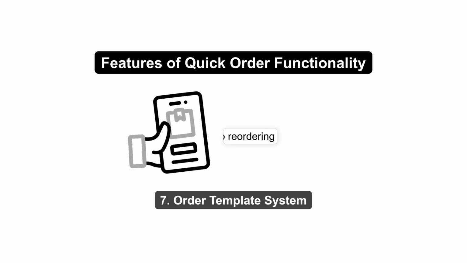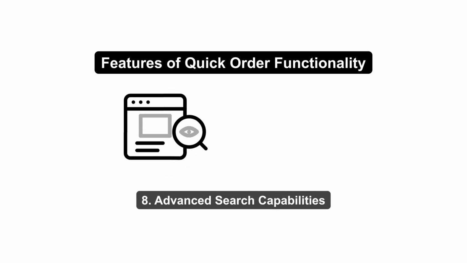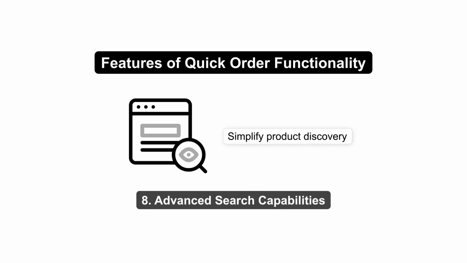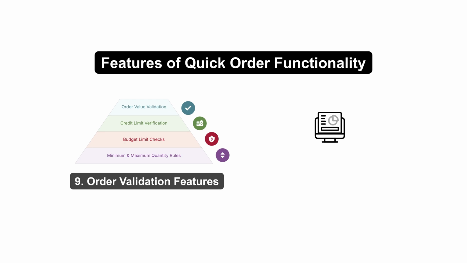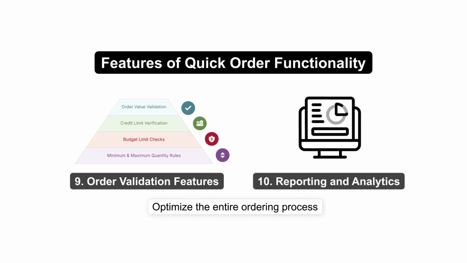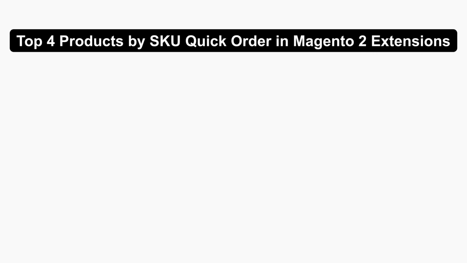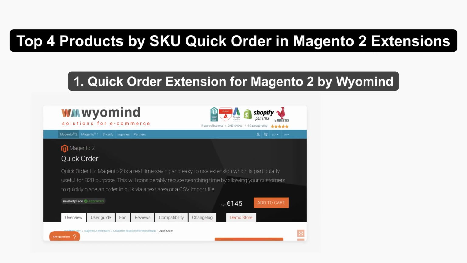Order templates speed up reordering, and advanced search capabilities simplify product discovery. Order validation features and reporting and analytics optimize the entire ordering process. The list of top Magento 2 Quick Order by SKU extensions starts with Wyoming Quick Order.